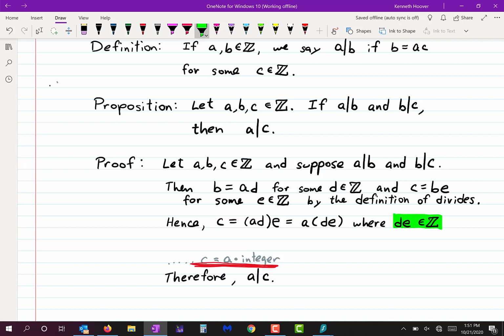DE is an element of the integers. Here's what you could do. Give DE its own name. What do you want to call it? Should we call it F? So then I could say this.